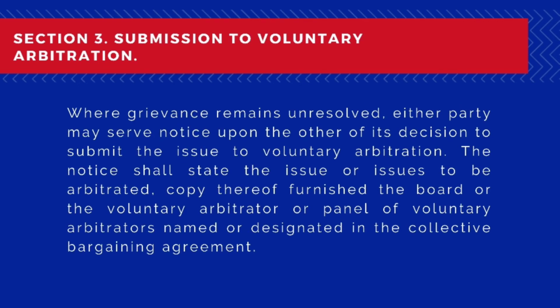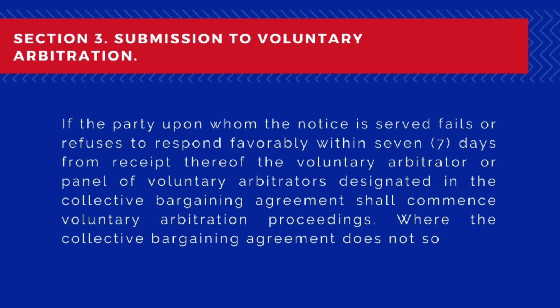Section 3. Submission to voluntary arbitration. Where a grievance remains unresolved, either party may serve notice upon the other of its decision to submit the issue to voluntary arbitration. The notice shall state the issue or issues to be arbitrated, a copy thereof furnished to the board or the voluntary arbitrator or panel of voluntary arbitrators named or designated in the collective bargaining agreement. If the party upon whom the notice is served fails or refuses to respond favorably within 7 days from receipt thereof, the voluntary arbitrator or panel of voluntary arbitrators designated in the collective bargaining agreement shall commence voluntary arbitration proceedings.